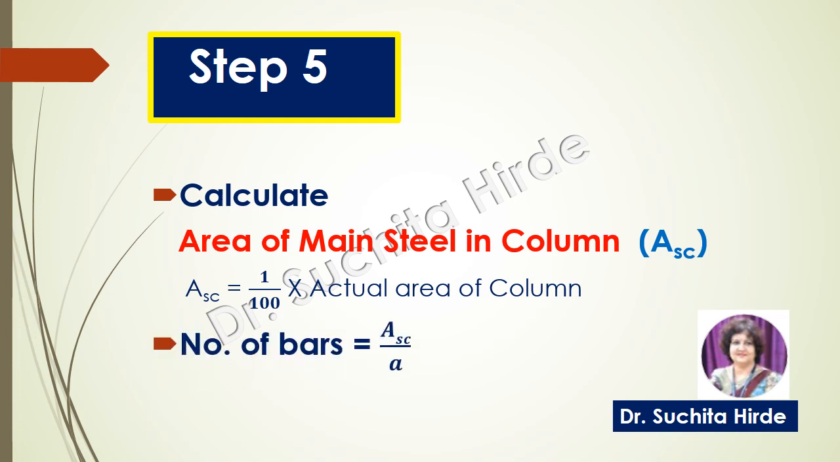After calculating Asc, we can calculate number of bars, which is equal to Asc upon A, where Asc is the area of total steel in column divided by A. A means area of one bar. So first of all, we have to decide the diameter of bar. For longitudinal steel as per IS code, the minimum diameter of bar provided in column is 12 millimeter. So you cannot assume less than 12 millimeter diameter of bar in column. So calculate area of one bar. So number of bars is equal to total area divided by area of one bar.